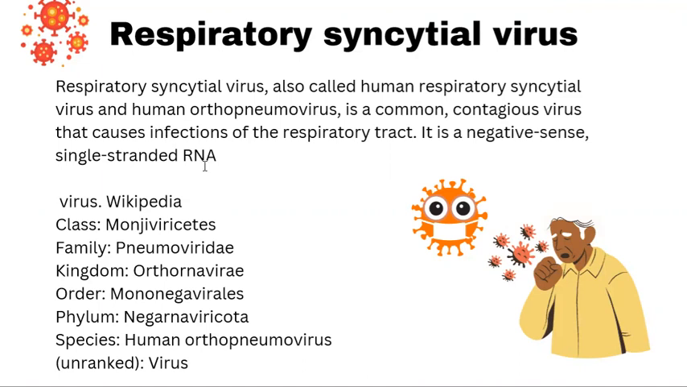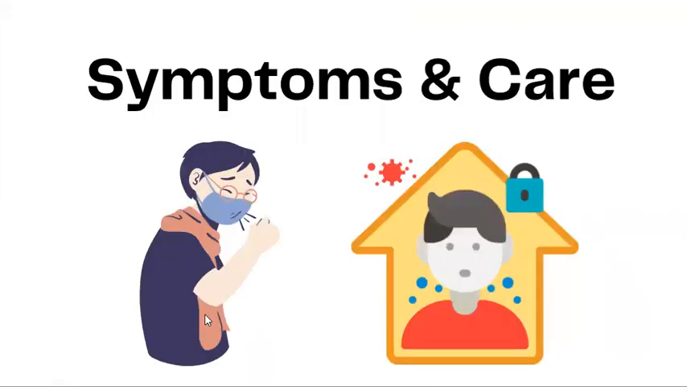If we study the profile of the RSV virus, its class is Monjiviricetes, family is Pneumoviridae, kingdom is Orthornavirae, and order is Mononegavirales, and the phylum and species are as given. It is unranked in any classification and is marked as a virus. So now we will study the symptoms and the care that should be taken.